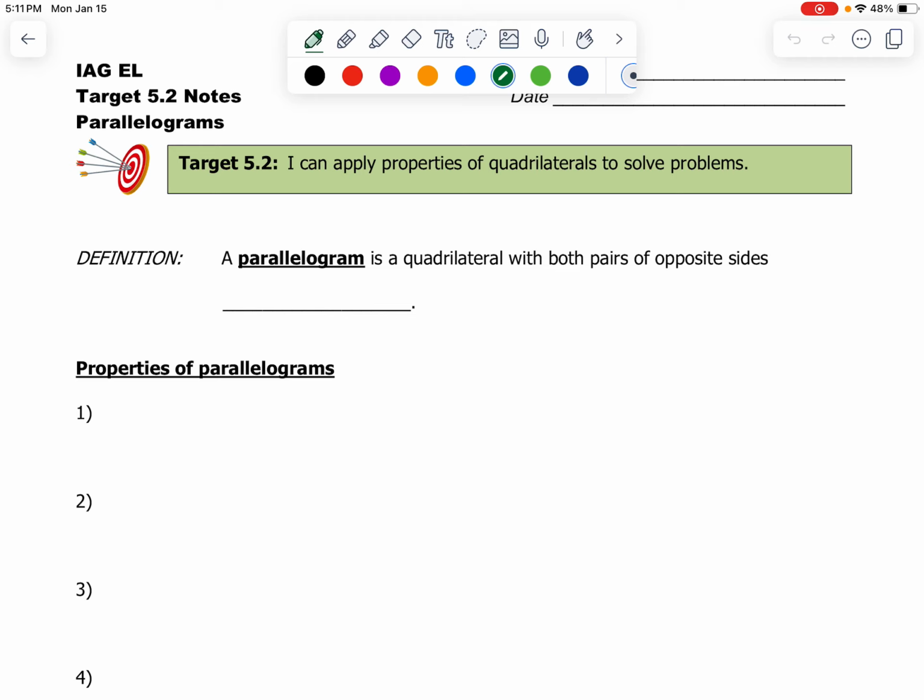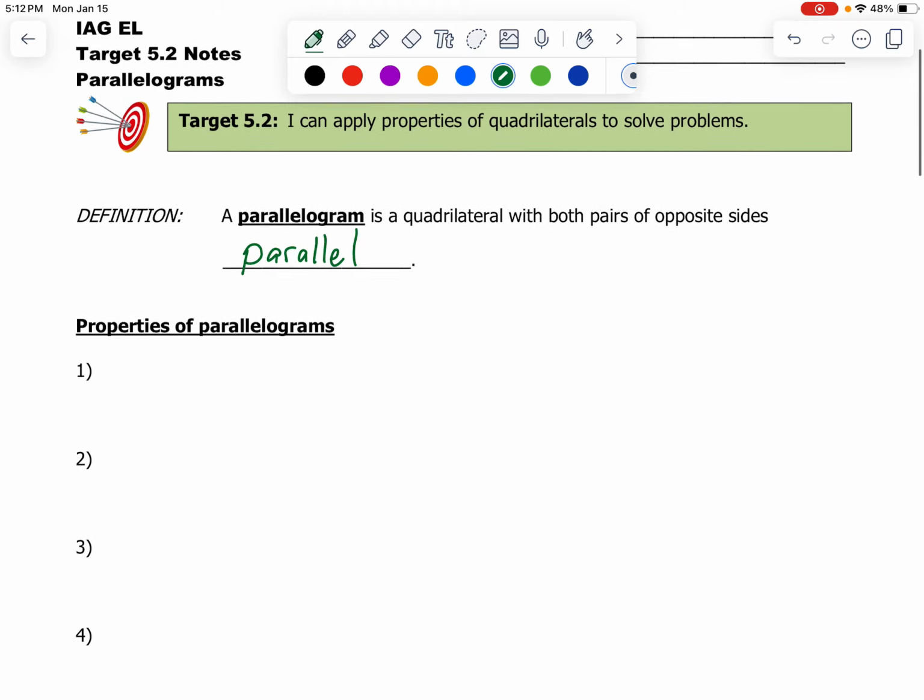is the parallelogram. We're going to start by reviewing the definition from target 5.1, which says a parallelogram is a quadrilateral with both pairs of opposite sides parallel. We've already used that over a couple days of target 5.1, and now we're going to explore even further into the world of parallelograms. There are 5 properties of parallelograms, and the first one is the definition that we just talked about. So we'll just write it down again.